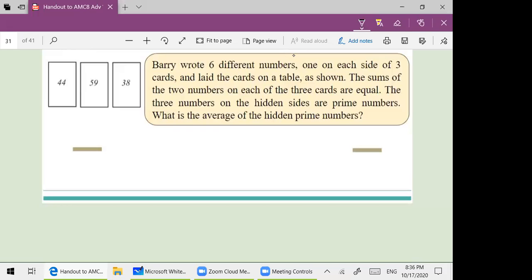Okay, so the primes must be of different parities, otherwise the numbers on the backs and the one on the front won't all add up to the same number. And so 2 must go with 59. So the sum of the front and back numbers is 61. So the number on the back here is 17, and this one is 23, and their average is just 14.